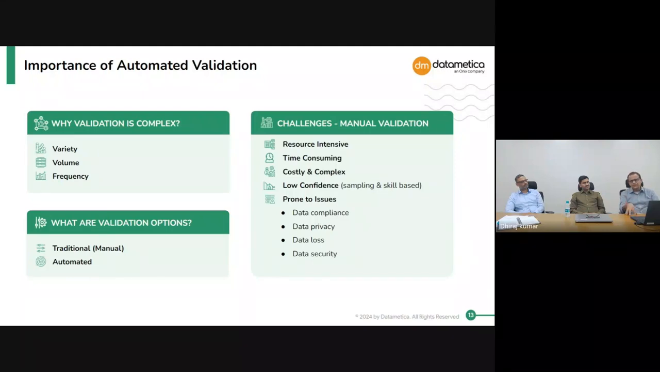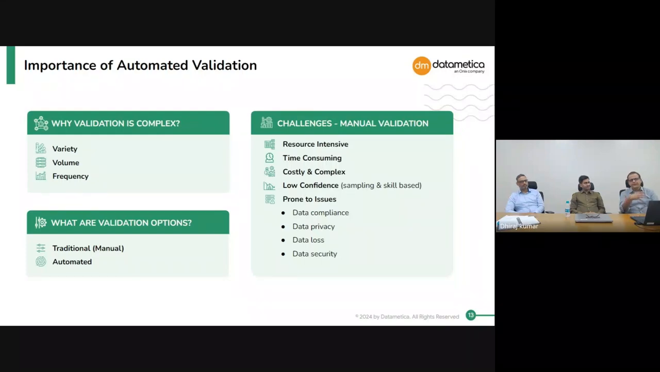And what we have seen working is that the only solution to this is doing 100% automated data validation from day one. That is something that has worked for us, has worked for our customers, and that's what we want to also share with all of you.